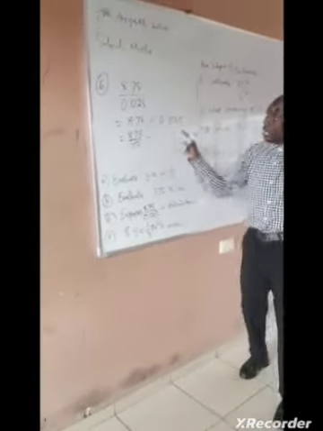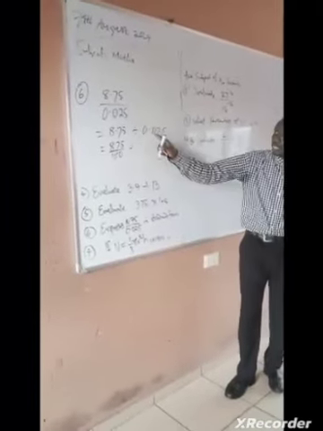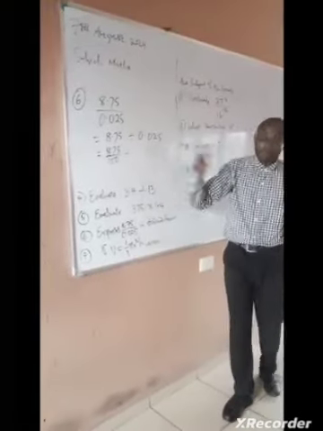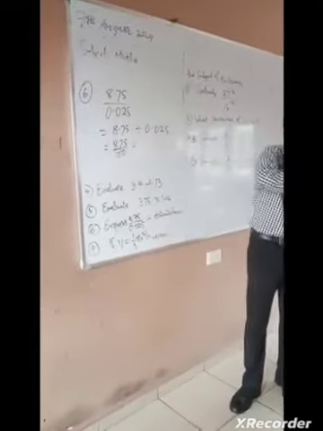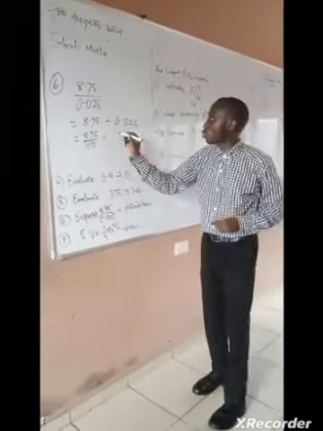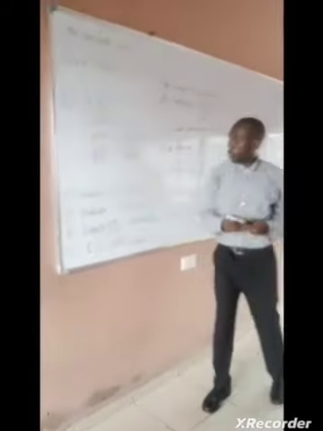Good. Divided by. Now, for this, I have 0.025, right? How many digits are there after the decimal point? 1, 2, and what? 3. So the power of 10 that I will use must be the one that has 3 zeros. Which one is that? 1000. So it will be 25 over what? 1000. Okay, let's move on.